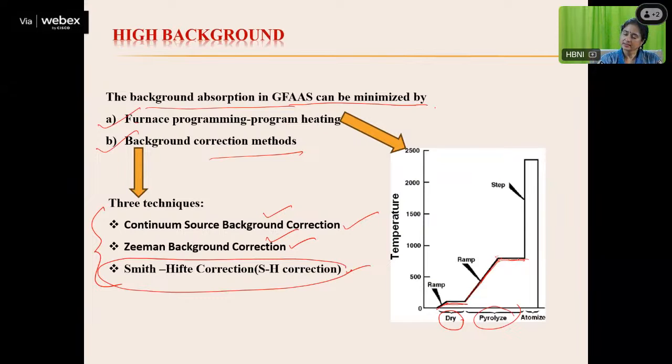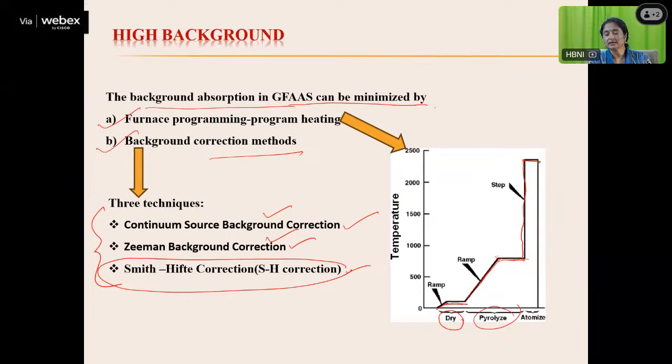Now you increase the temperature suddenly, within 1 second, to the atomization temperature of your element. It varies from element to element. The atomization temperature can vary from 2000 to 2700 depending on the element. Say for aluminum it will be around 2600, but for cadmium it will be around 2000. So there is a variation. You know what your analyte is, and many times the instrument itself will suggest which heating method to use depending on the element.